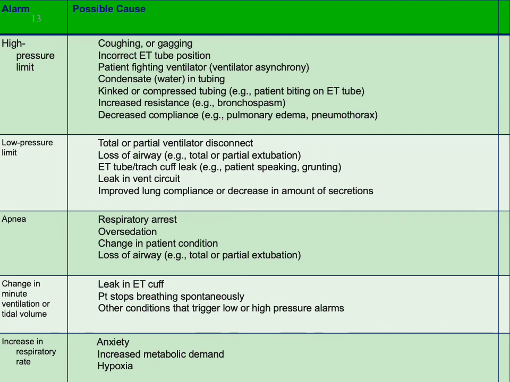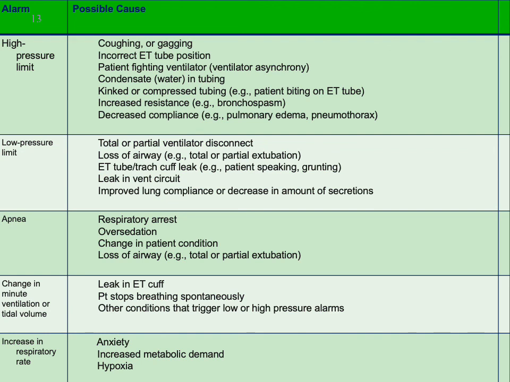Some of the possible causes are coughing, airway plugging or excessive secretions, changes in patient position, pneumothorax, incorrect endotracheal tube positioning, kinked ventilator circuit or the tubing that goes from the patient's endotracheal tube or tracheostomy tube to the ventilator machine, excessive water or condensation in the ventilator circuit, the patient biting the tube, the patient breathing against the ventilator or fighting the ventilator, or either ventilator malfunction.